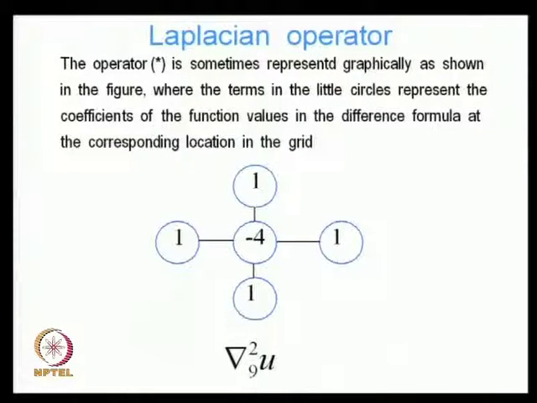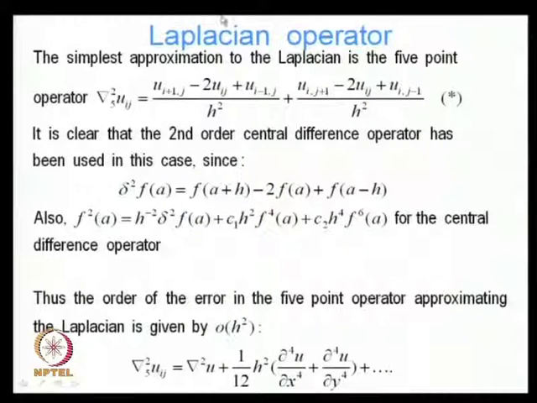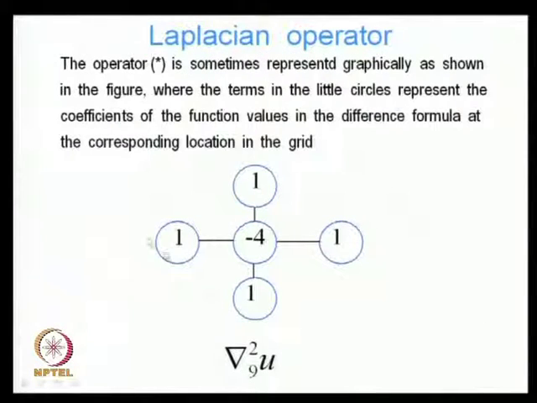This 5-point difference operator is sometimes represented graphically as shown in the figure, where the terms in those little circles represent the coefficients of the function values in the difference formula. So, 1 minus 2 1 in one direction, again 1 minus 2 1 in the other direction. So, at the center it becomes minus 4, and 1 1 1 1. That is sometimes represented like this.